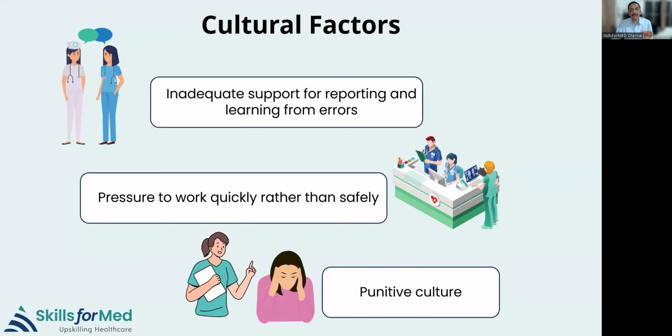And finally, punitive culture. Whenever somebody makes a mistake, you immediately punish them. Once this culture is there, nobody will come forward to report errors, and therefore we cannot learn from mistakes. Very important that these cultural factors are put in place.